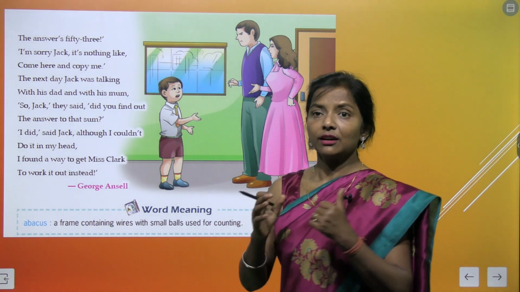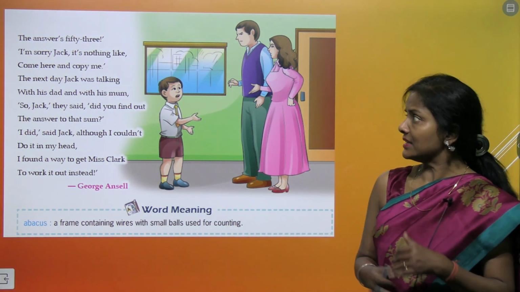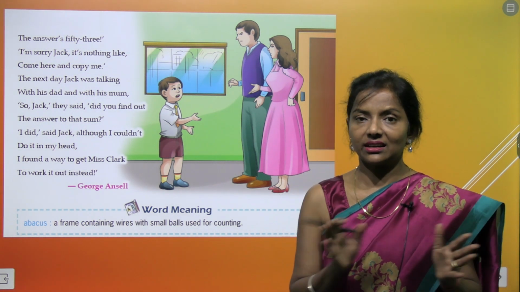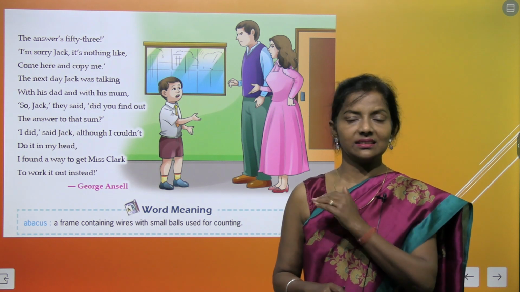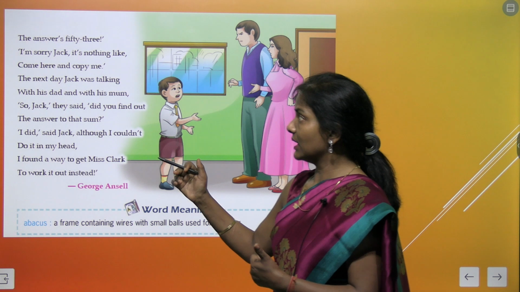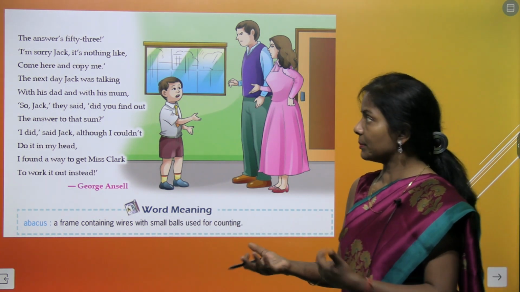The answer is 53. I'm sorry, Jack. It's nothing like. Again the teacher says, no, Jack. I'm sorry, the answer isn't 53. This is also wrong. Come here and copy me. Now the teacher says, come here and copy me.